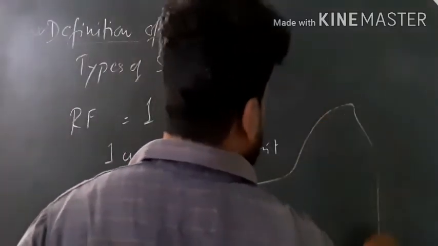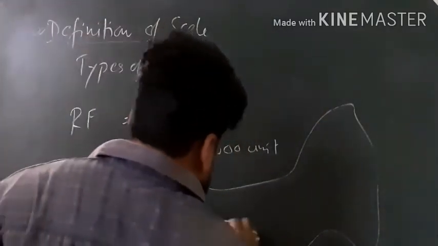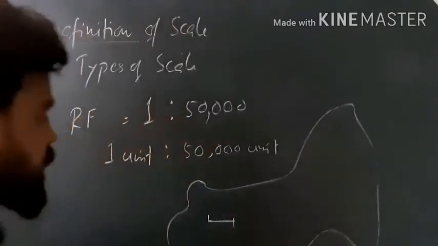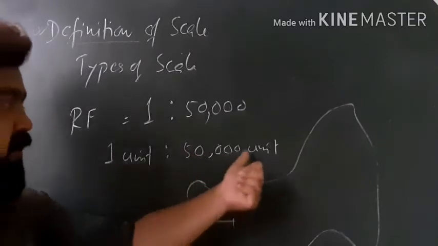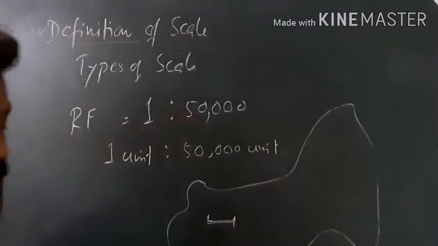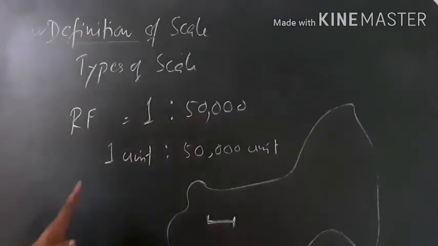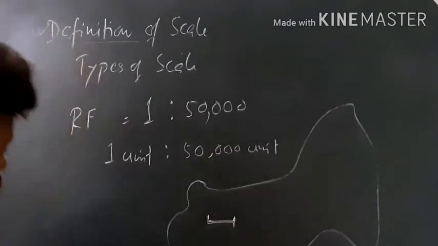Suppose this is the map. That means what? Here suppose 1 unit is there. This unit will represent the 50,000 units. So any unit we can take, centimeter, millimeter, kilometer. So 1 unit is equal to 50,000 units in the map. So the unit might be anything.